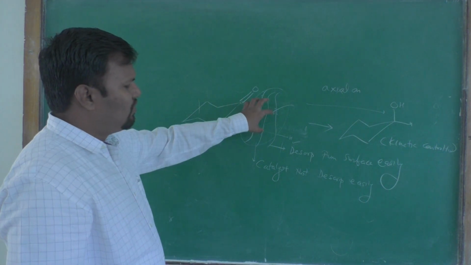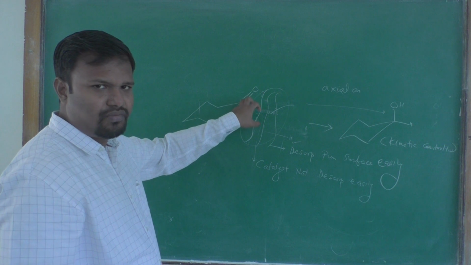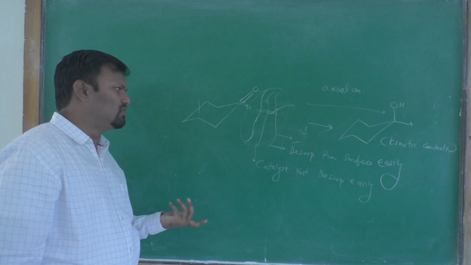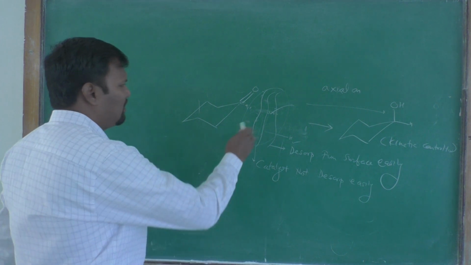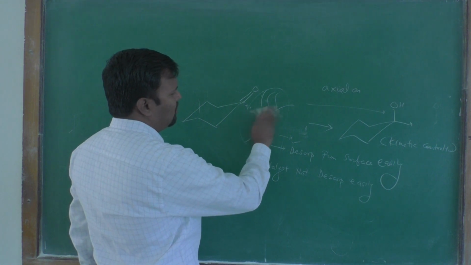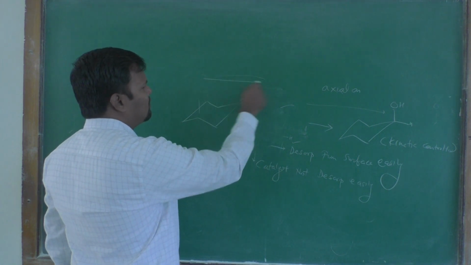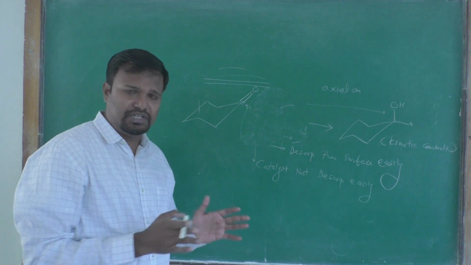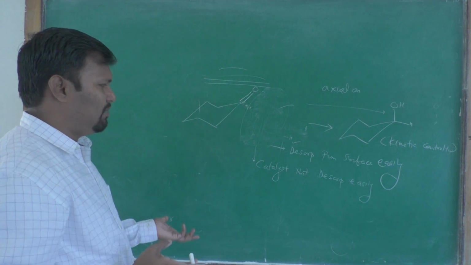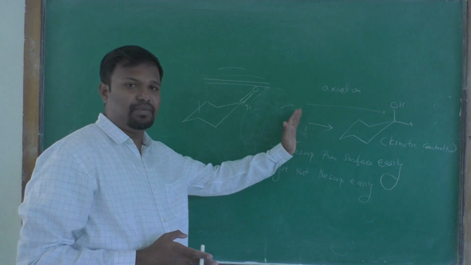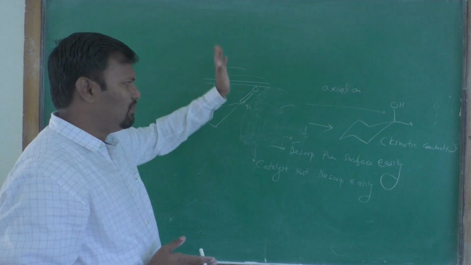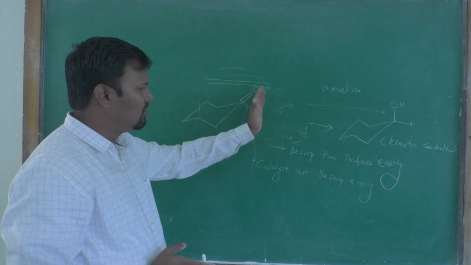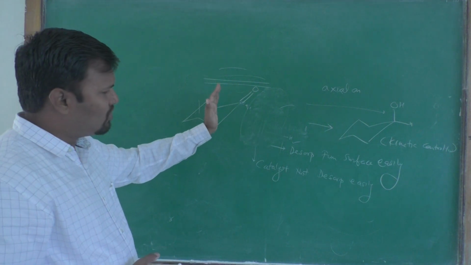Therefore, if your catalyst is not easily removed or dissolved from this side, it remains entangled with that side, and due to this its position may change. Due to prolonged attachment there, the catalyst positioning might change. Firstly the catalyst approached from the equatorial side, and it may change position to the axial side due to prolonged attachment to this substrate or reactant.